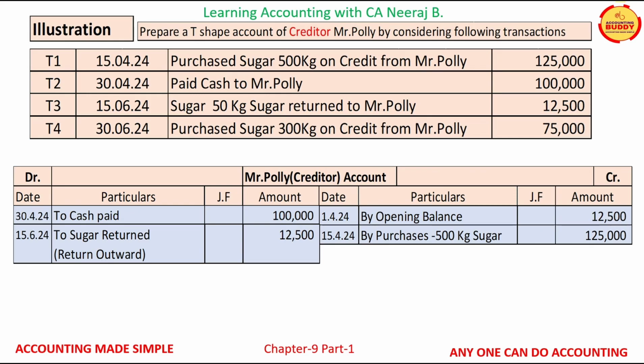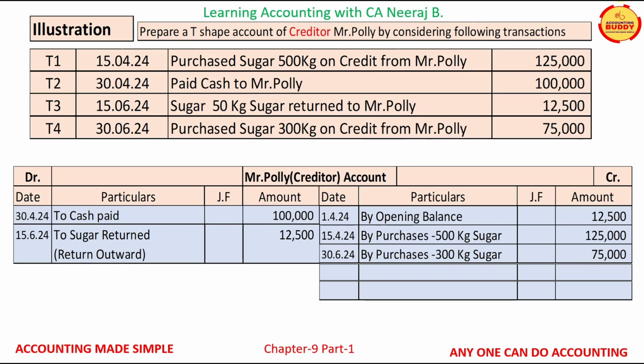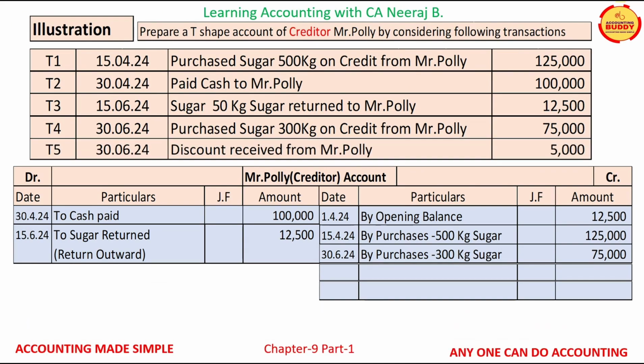T4 transaction is on 30th June 24. Again, 300 kg of sugar worth 75,000 was purchased. With this transaction, the liability of the business will increase. Therefore, Mr. Polly's account will be credited by 75,000. T5 transaction is a discount of 5,000 received from Mr. Polly. The amount of discount given by Mr. Polly will reduce the liability of the business. Therefore, Mr. Polly's account will be debited by 5,000.